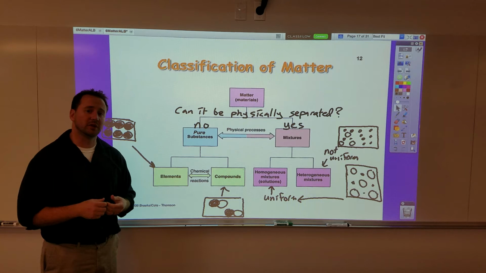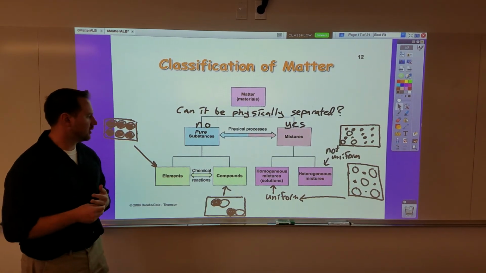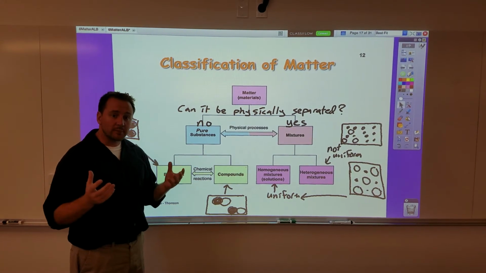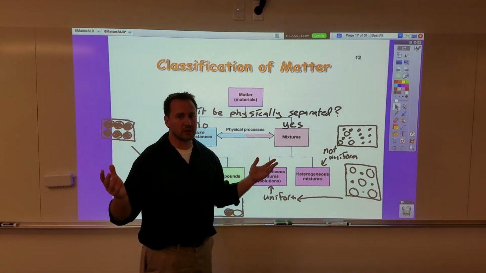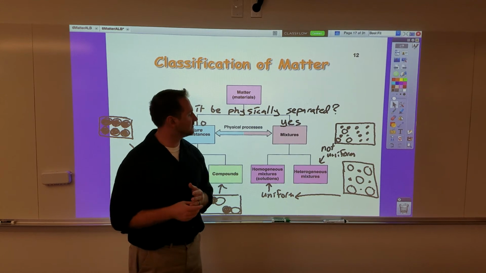Examples of compounds might be like sodium chloride and salt. We have sodium and chloride ions. Or, water itself is a compound. You have hydrogen and oxygen, but they're chemically bound. An example of a homogeneous mixture or solution would be like Kool-Aid. You can see through it. The sugars and dyes are all dispersed evenly.